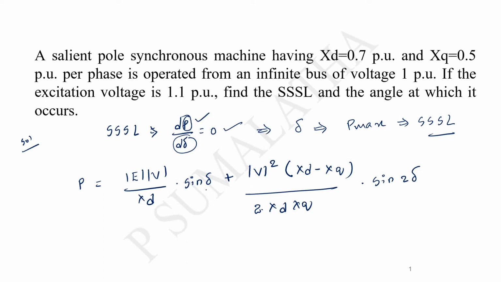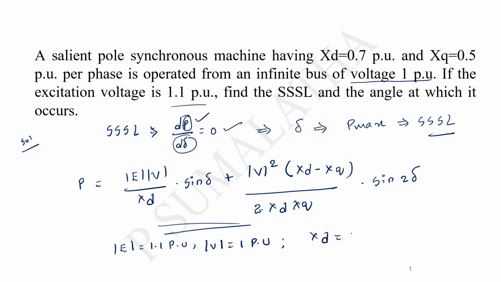Now in this equation we should check which values we know and which we don't. Let us see the given data. They have given the excitation voltage, that means mod E is equal to 1.1 per unit, and infinite bus voltage mod V is equal to 1 per unit, and they have given the xd value and xq value. So in this equation, E we know, V we know, xd, V square, xq, all we know except the del value. So let us simplify the equation.